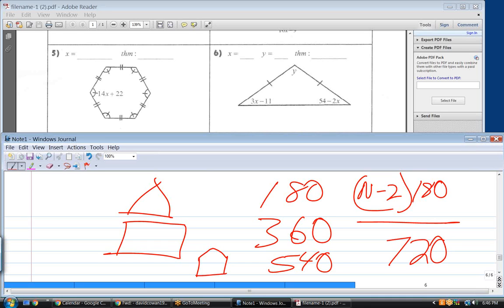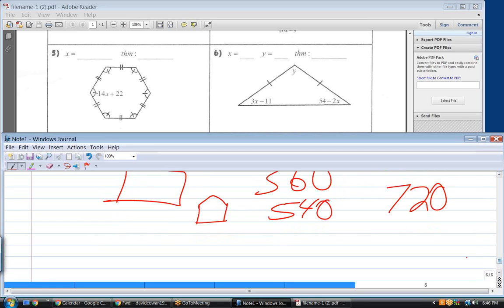How many angles are in this hexagon? 6. So what's each one? If the total is 720, and there's 6, so each one is 720 divided by 6. What's that? That would be 120, my bad.